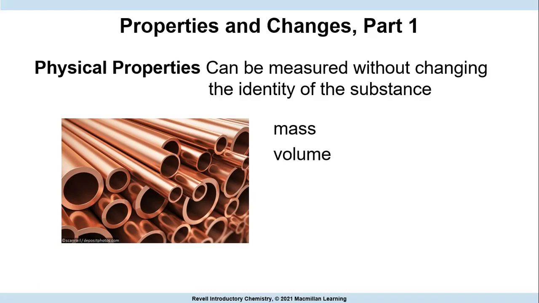You can measure the volume without changing the identity. You can measure the temperature without changing the identity. You can measure the color as well as the hardness. Okay, so all of these are physical properties. You have the melting point as well, you have the boiling point. So all of those are physical properties. So those are properties that are measured without changing the identity.